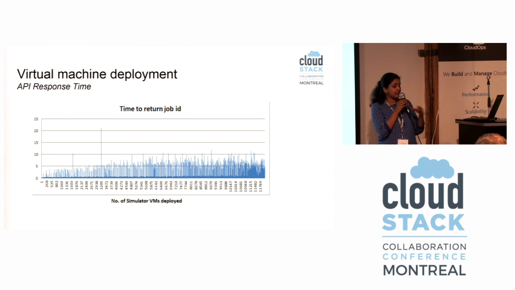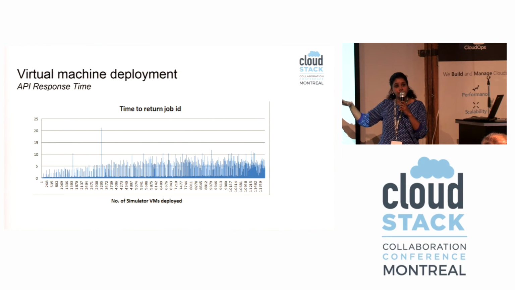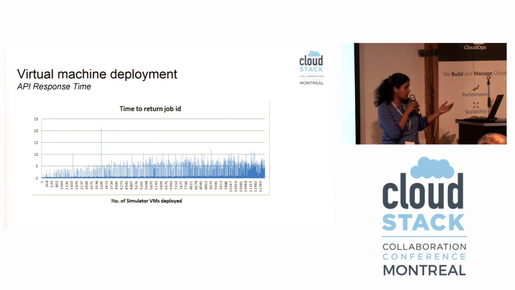So that is essentially the time taken to return the job ID once you fire a call, right? For most APIs, we target it to be around 0 to 5 seconds, which is the case here. The 11,000 set of VMs took a slightly longer time, but you see that more or less most of the VMs are taking between 0 to 5 seconds on average to return the job ID.